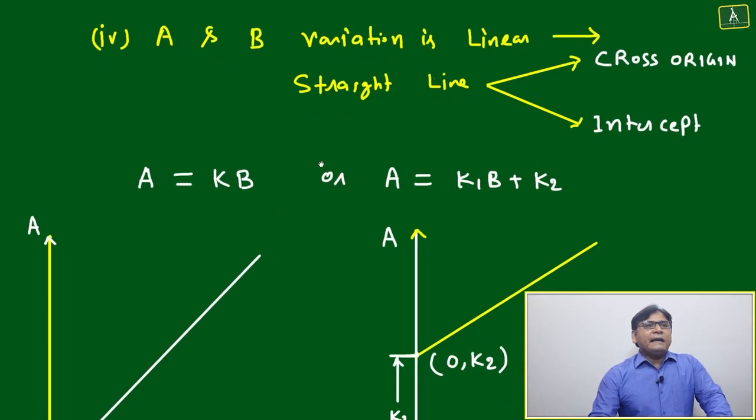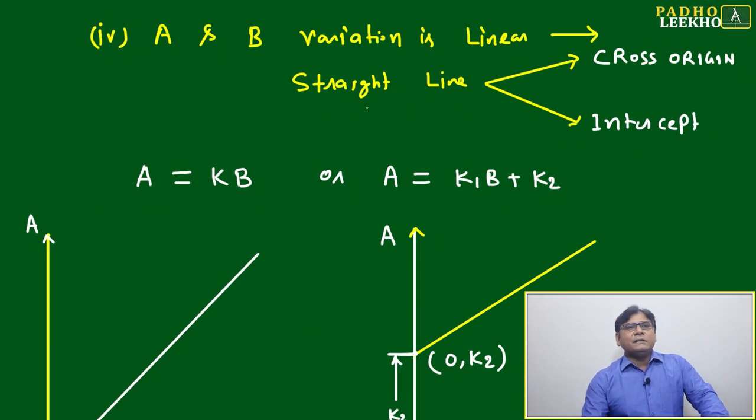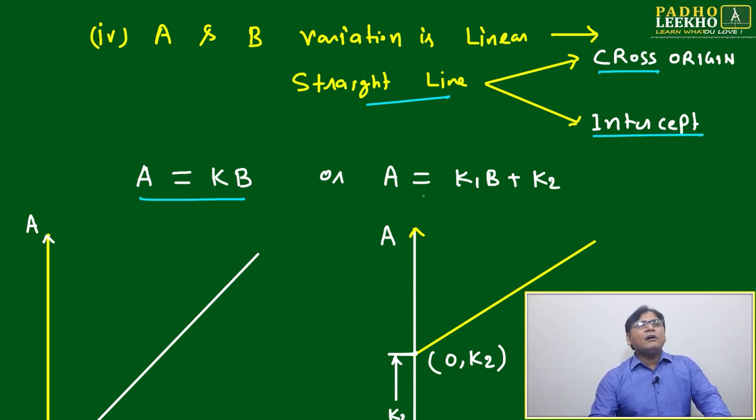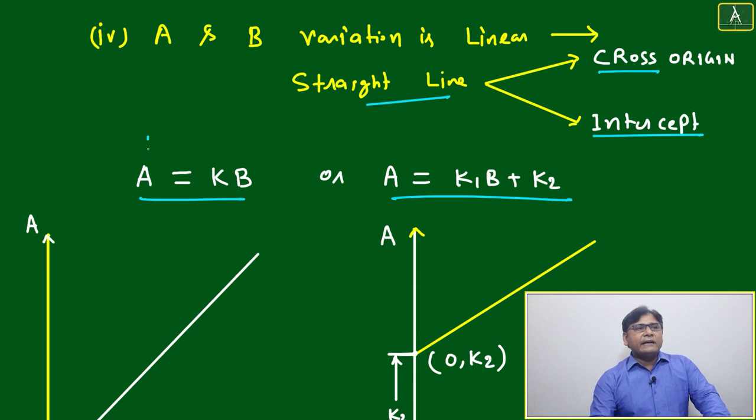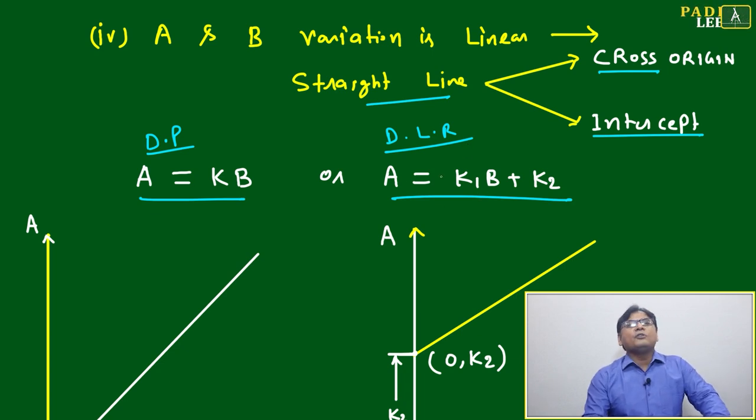A and B variation is linear. Linear will be a straight line. Then maybe it will cross the origin, or maybe it will have an intercept. Means this format or this format. This is your direct proportional format. This is your direct linear relation format. Correct? These two formats will be there.